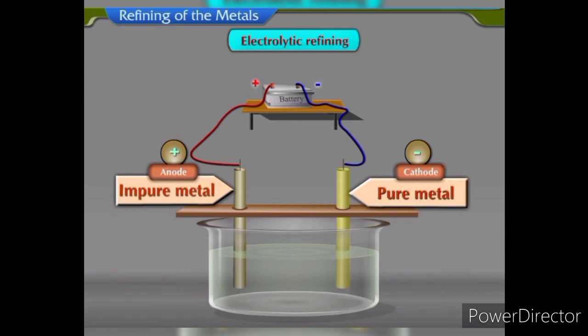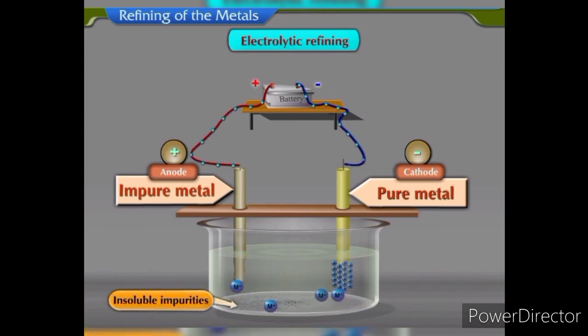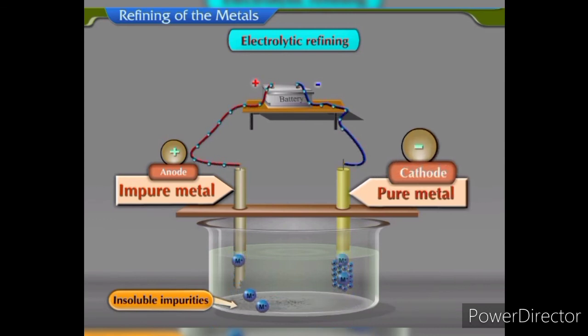The water-soluble salt of the metal to be refined is taken as the electrolyte. On passing electric current, the impure metal dissolves from the anode and goes into the electrolyte. The metal from the electrolyte deposits on the cathode. The soluble impurities present in the impure metal go to the solution, whereas the insoluble impurities settle down at the bottom of the anode. In this way, the pure metal is produced at the cathode.